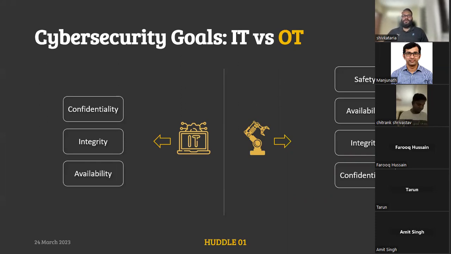So rather than confidentiality of the data that is driving this technology, the focus is on the safety side of it. Next to that is availability, so that my production is not hampered. And then come integrity and confidentiality, similar to the CIA triad that we see. Basically, the sequence changed from CIA to safety, AIC.